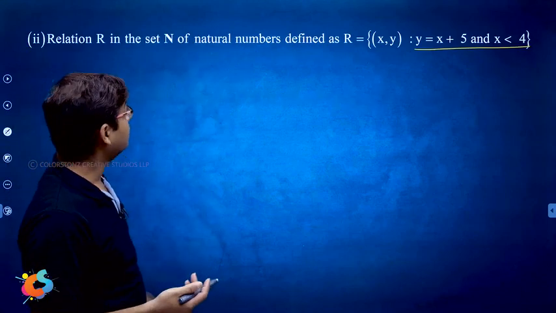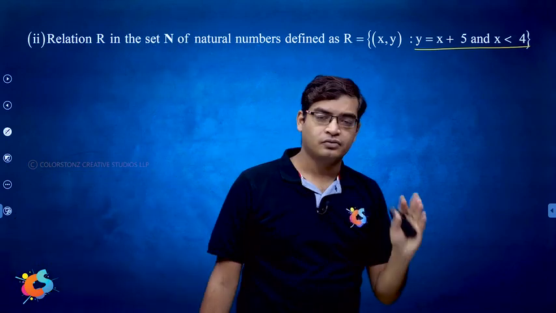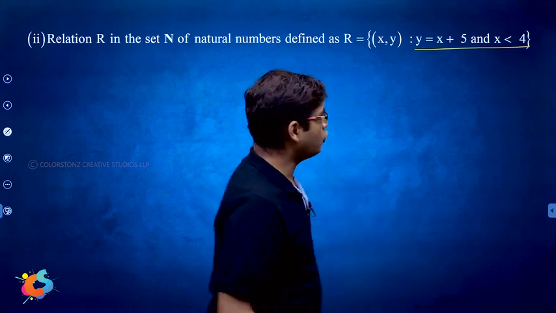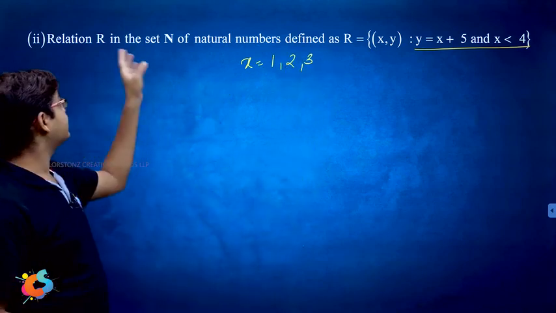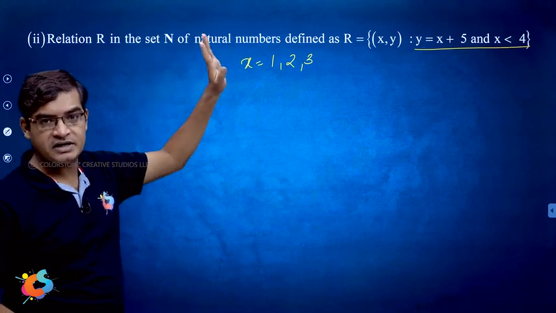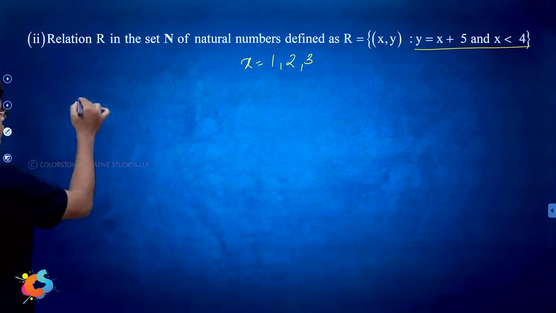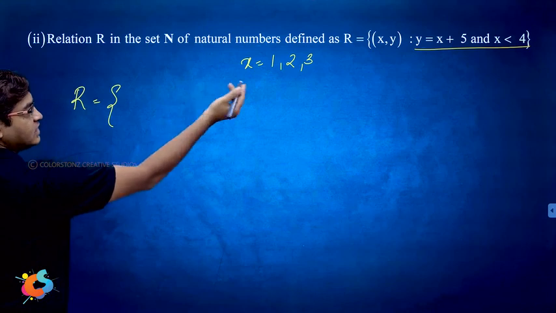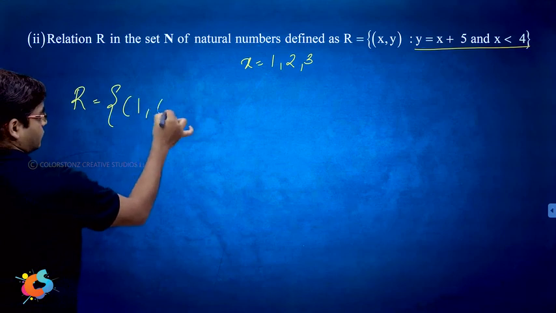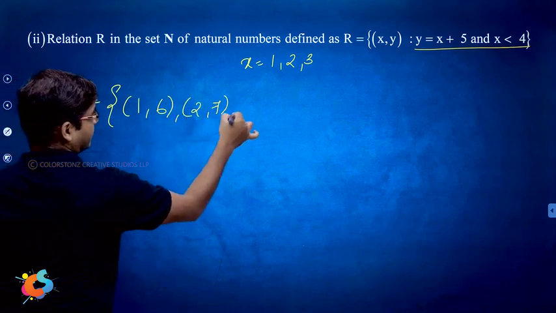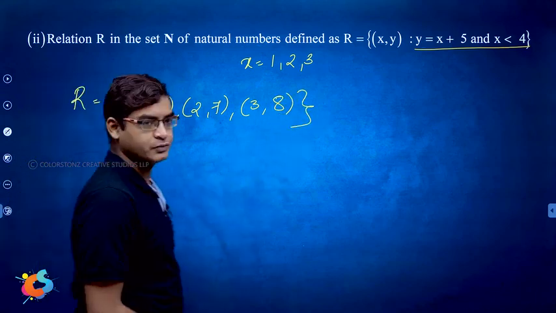Okay. So though it is defined on set of natural numbers, see here x should be less than 4. x cannot be more than 4. So therefore x can be either 1 or 2 or 3, because x has to be natural number. Of course y also should be natural number, but x is less than 4, means x can be 1, 2 or 3. So therefore here also writing the relation is very easy. So if x is equal to 1, y is 6. If x is 2, here we have 7, and if x is 3, y is 8. So this is our relation.